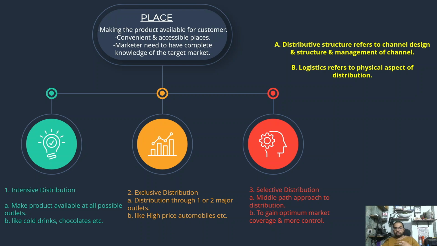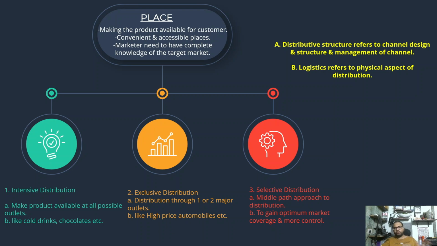Because Nestle is using that intensive distribution. Then you have the exclusive distribution. As the name says, this distribution process is very exclusive. So high-end cars, high-end clothing brands, they do not provide their goods to the local shop. They set up their own retail network, or they distribute only through one or two major outlets.